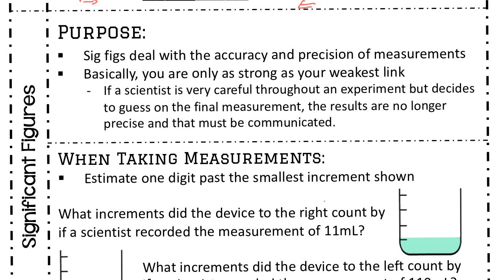All right, so now let's talk about significant figures. And in class, we saw the video that's accuracy and precision. Basically, you're only as strong as your weakest link. If a scientist is very careful throughout an experiment but decides to guess on the final measurement, the results are no longer precise, and that must be communicated.